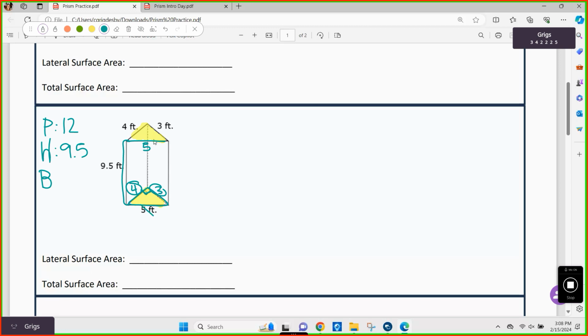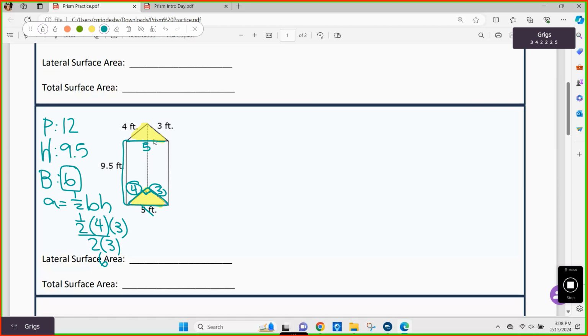Okay, so when I calculate A equals 1/2 base times height, I'm going to take the base, or you could do it either way, 4 times 3 or 3 times 4, divided by 2, so 2 times 3 to give me 6. So the area of my base is 6. Now, do I have what I need to plug in?